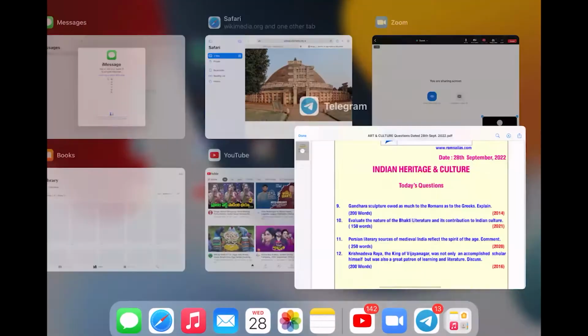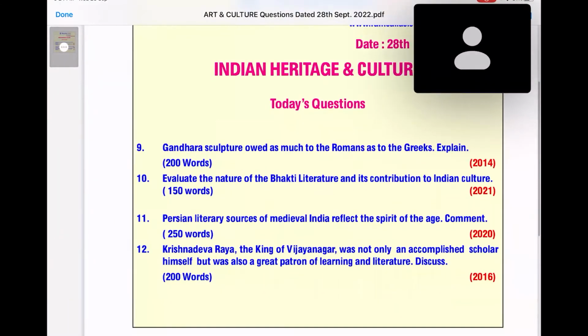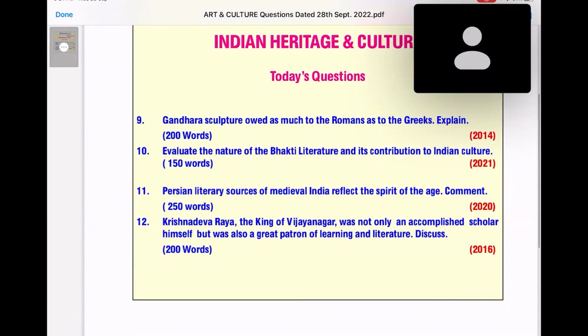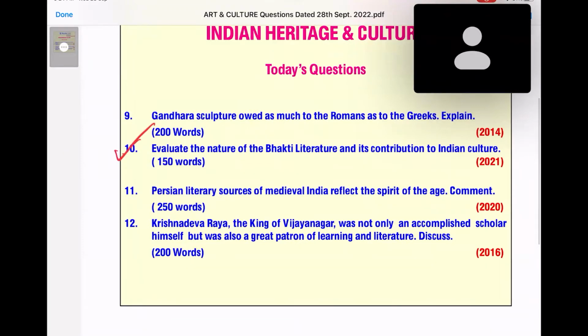See the 10th question. Evaluate the nature of Bhakti literature and its contribution to Indian culture. Take a couple of minutes. Very nice question and a very recent question. These kinds of questions are coming in the recent UPSC papers, and you should be aware of it. You should evaluate the Bhakti movement with regard to its Bhakti literature and its contribution to Indian culture.